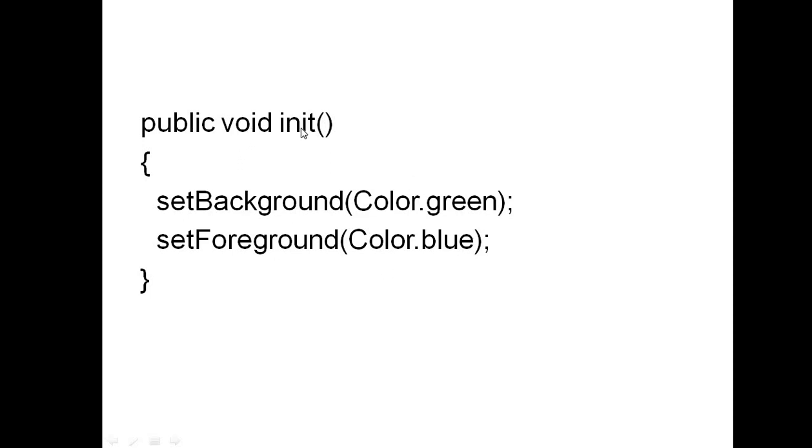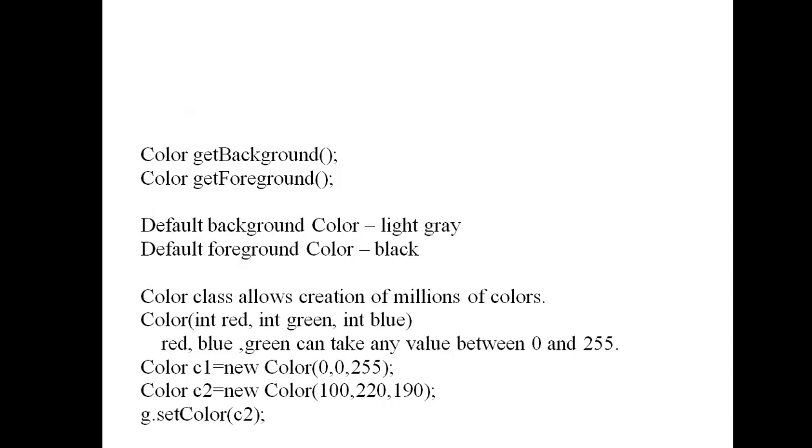Here we will be using the init method to set the foreground and background color. After that we will be using the paint method to draw a string, draw a line, or draw a circle, an ellipse, etc. Then getBackground and getForeground: suppose we need to get the background color and foreground color into a particular variable, we will be using the getBackground and getForeground methods. The default background color is light gray and the default foreground color is black.